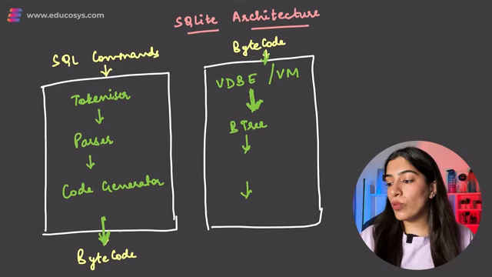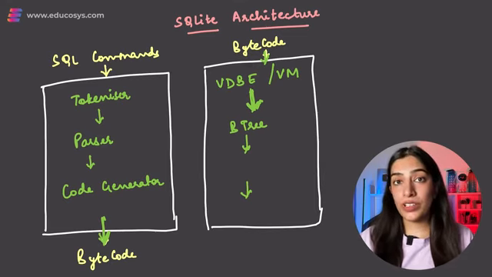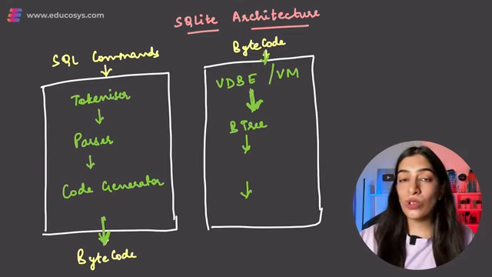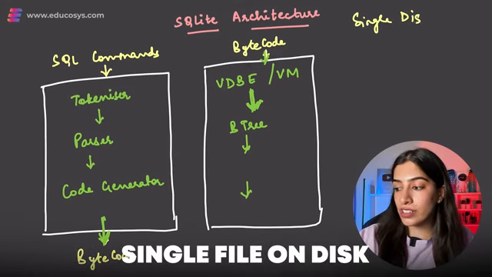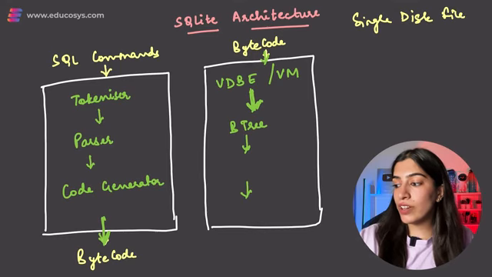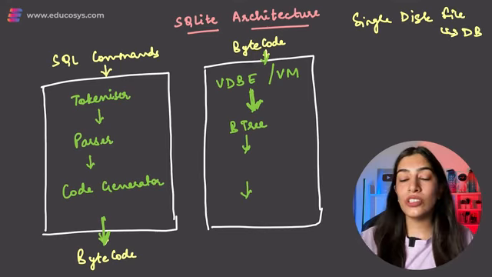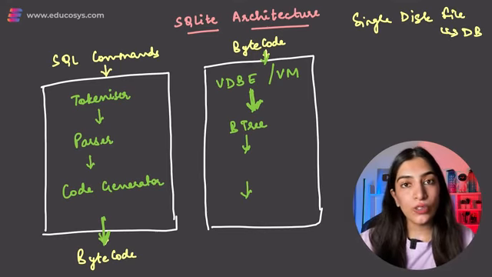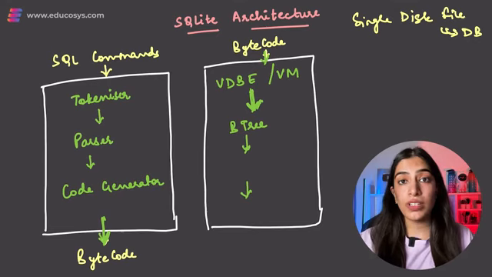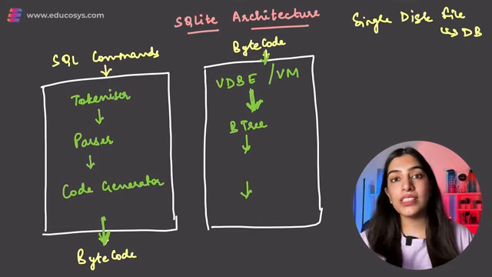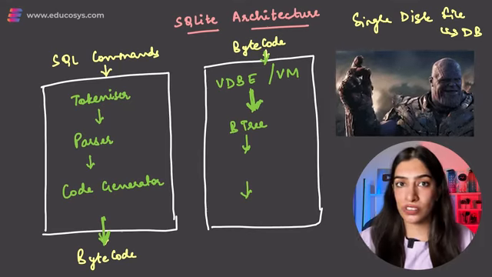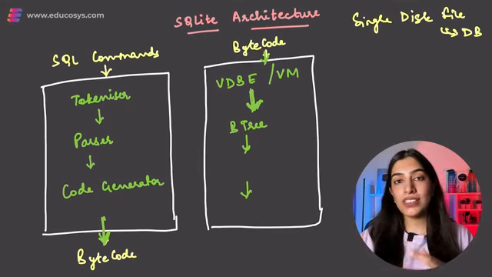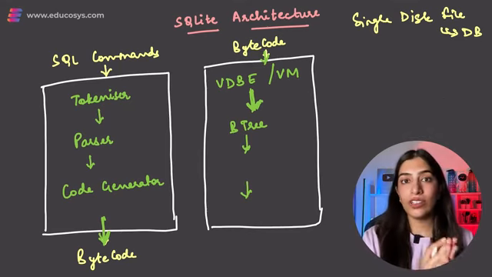In SQLite, whatever data is there in a particular database, it is stored in a single file on disk. So there is a single file on disk corresponding to every database, and I will actually show this to you. As I create a new database, there will be a new file that will be created. Suppose I create one more database, another file. So if I delete the file, the database is gone. So every database is represented by a single file on disk.